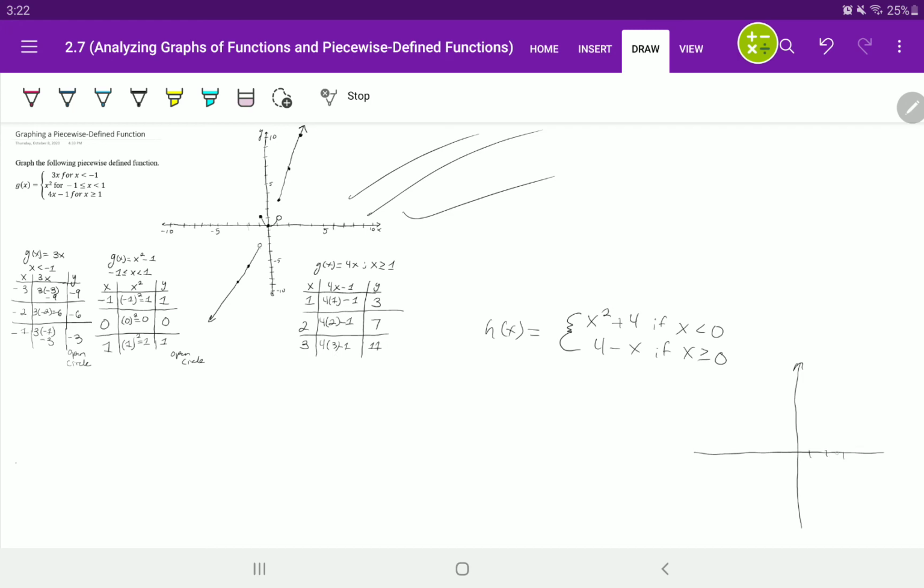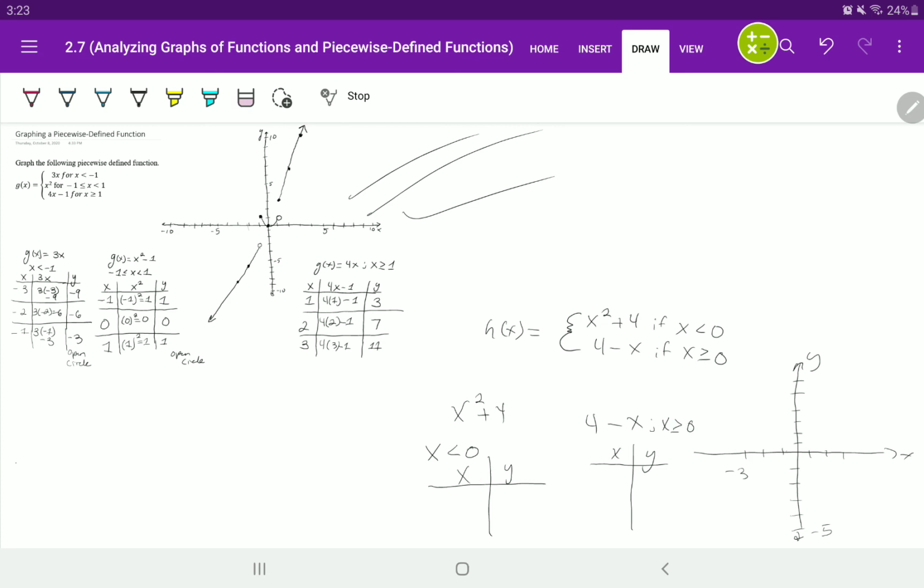One, two, three. 1, 2, 3, 4, 5, 6. 1, 2, 3. 1, 2, 3, 4, 5. Now, I have 2 functions. I have x squared plus 4, and I have x is less than 0. So I make that x and y. The other one I have is 4 minus x, and that's for x greater than or equal to 0.